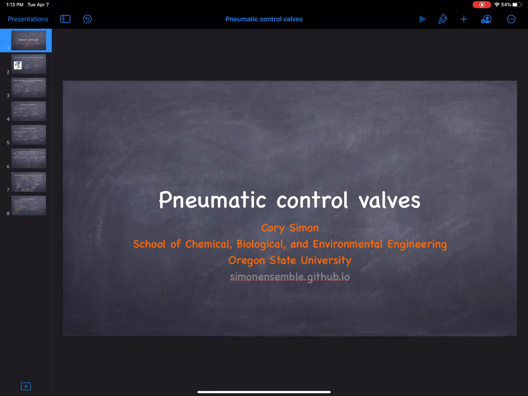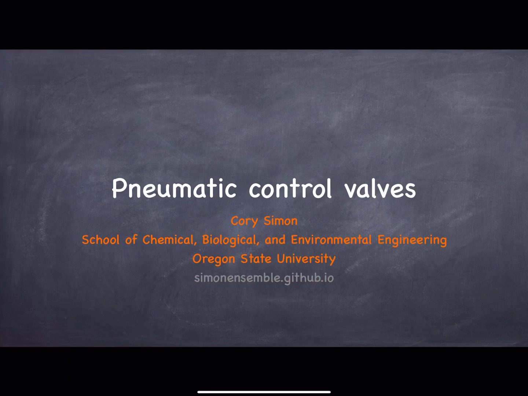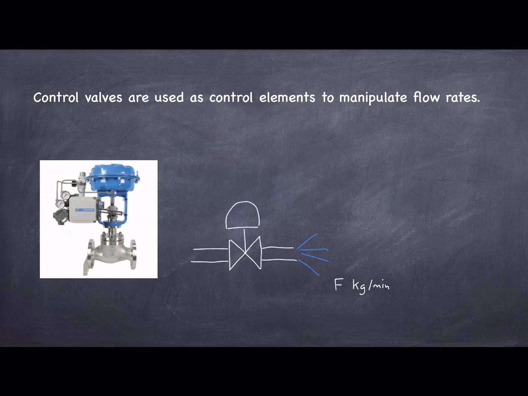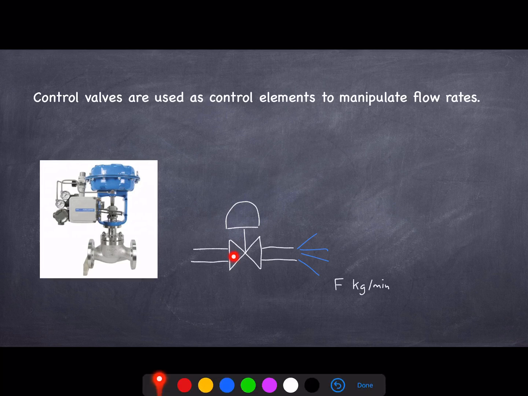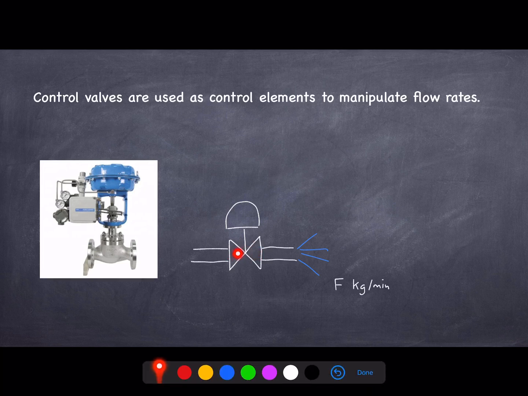Okay, so today's lecture will be about pneumatic control valves. Control valves are used as control elements to manipulate flow rate. So on the right is our diagram of a control valve, and you can see this valve part, and then there's also this chamber up here that we show as well. And in practice, a control valve looks like on the left.